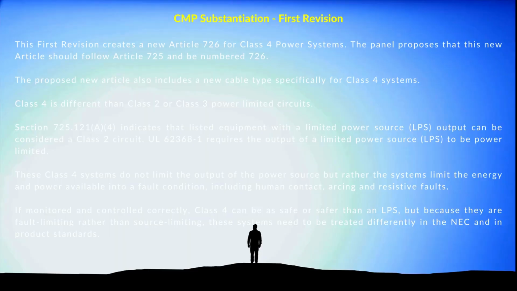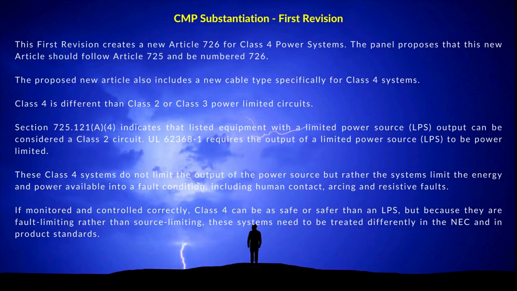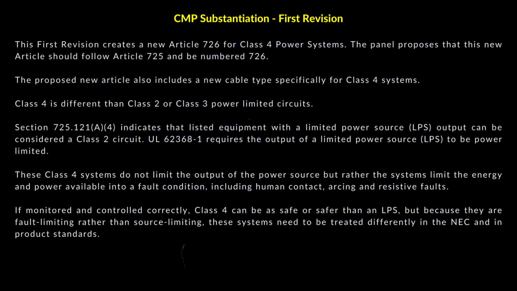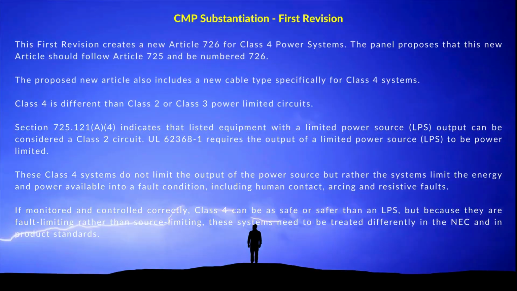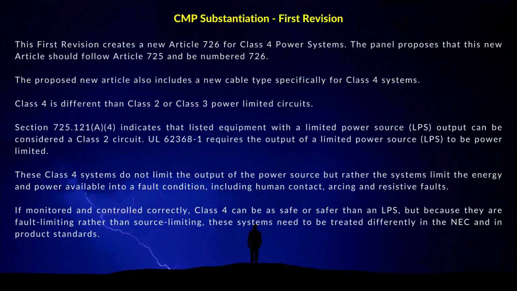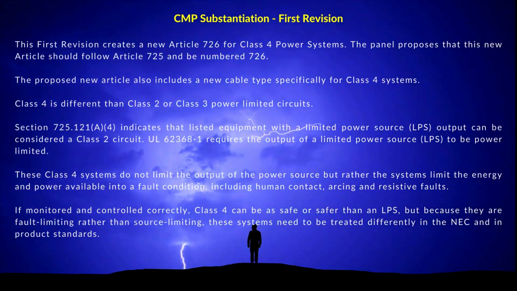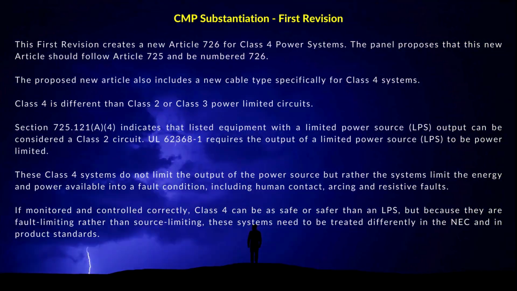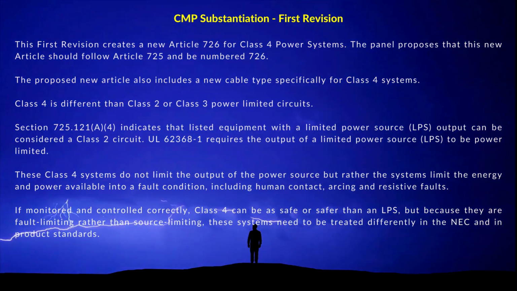725.121(A)(4) indicates that listed equipment with a limited power source output can be considered a Class 2 circuit. UL 62368-1 requires the output of a limited power source to be power-limited. These Class 4 systems do not limit the output of the power source, but rather the systems limit the energy and power available into a fault condition, including human contact, arcing, and resistive faults.